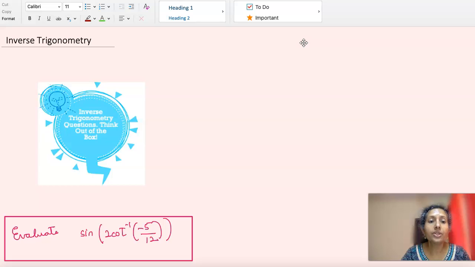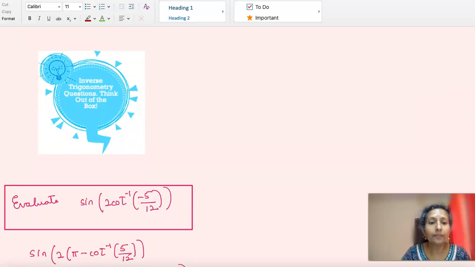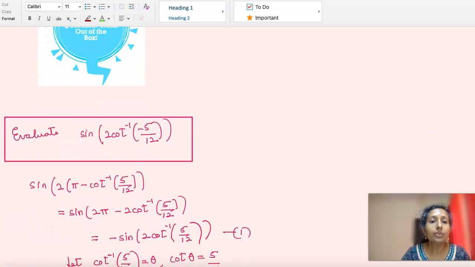for your exams. So, coming to the first question, evaluate sine of 2 cot inverse minus 5 by 12. So, we have this property that cot inverse minus x is pi minus cot inverse x. So, this becomes sine of 2 pi minus cot inverse 5 by 12. That is sine 2 pi, you're multiplying by 2. So, sine 2 pi minus 2 cot inverse 5 by 12.